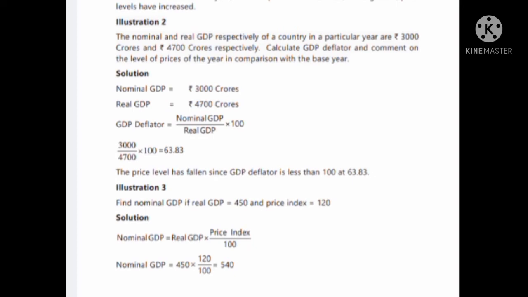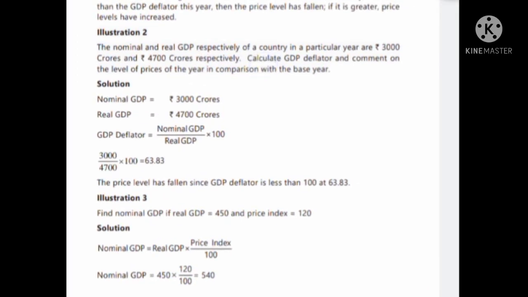The nominal and real GDP respectively of a country in a particular year are 3000 crores and 4700 crores. Calculate GDP deflator and comment on the level of prices of the year in comparison with base year. So they have asked us to calculate GDP deflator and to comment on the level of prices. For calculating GDP deflator, the formula is nominal GDP by real GDP into 100.